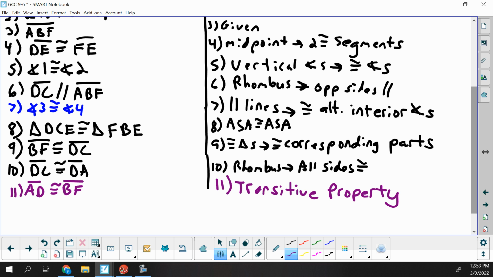So that's just an example of one where we're given a rhombus, and we used some rhombus-implies stuff to prove what we wanted to prove.